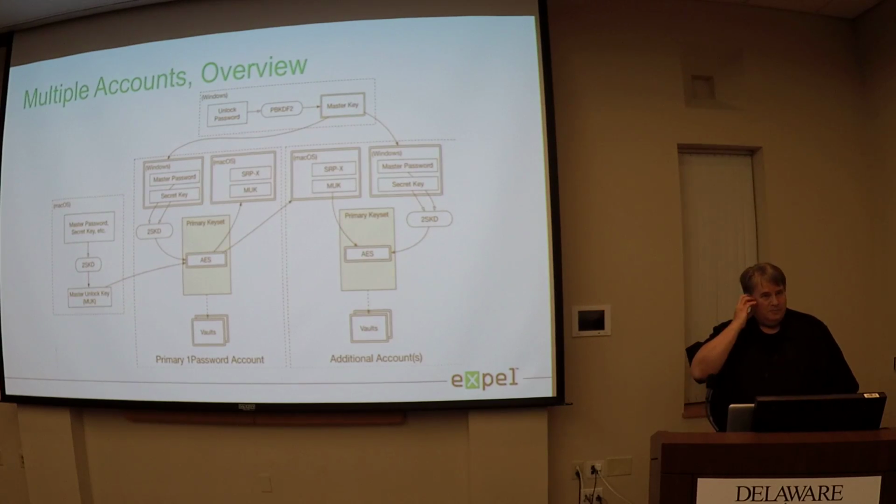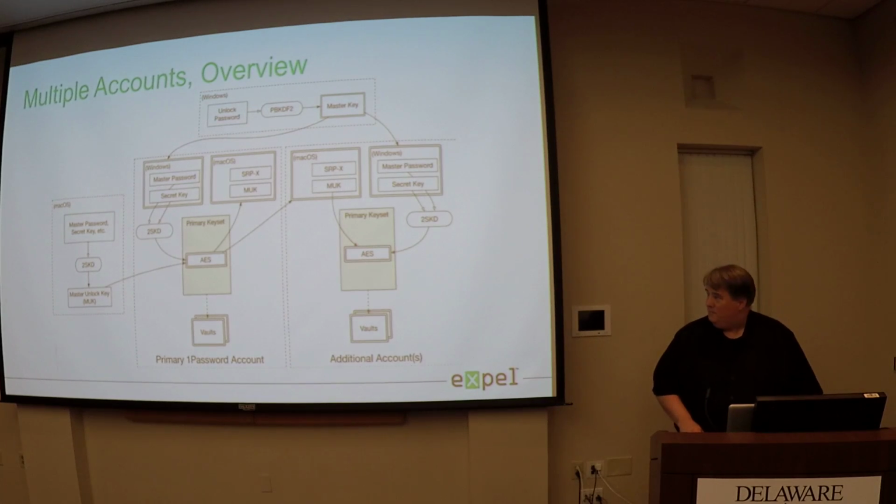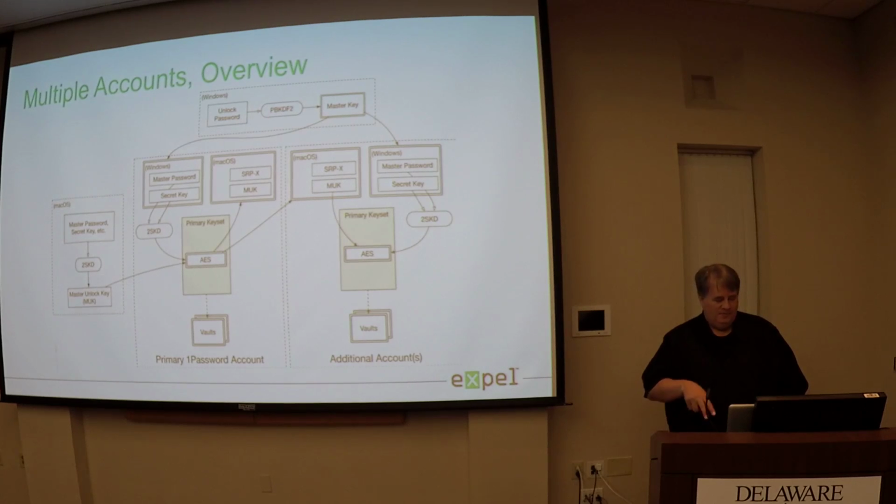So now we've got multiple accounts. This is kind of beautiful. It's not really readable on this screen though. So on the Windows, you have your unlock password, which derives the master key, which then decrypts an account information blob, which contains the actual password and secret key for each account. That uses the two-secret-key process, decrypts the key set, which then goes down and decrypts all the data in the vaults. And then that can also decrypt the next account, which is the same thing, and so on.